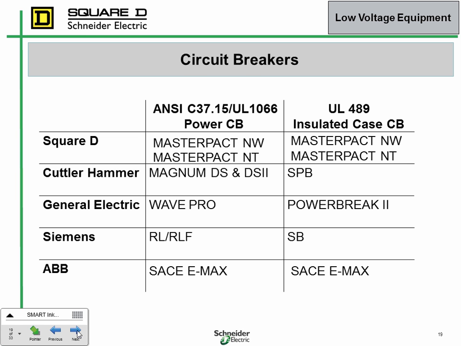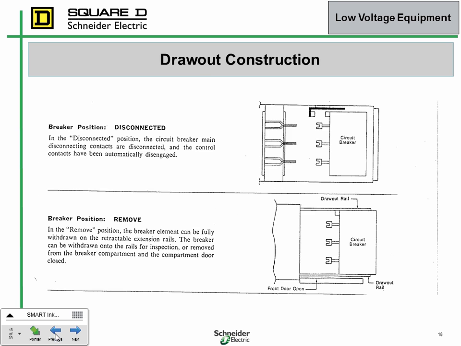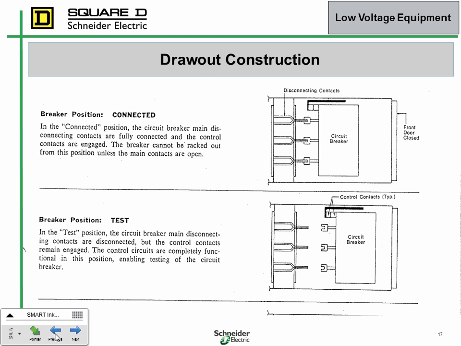If you could go back. Yep. This is very important, guys, for safety. Absolutely. Now you can disconnect the circuit breakers without being exposed to the arc flash. If there's any arc flash, there's metal between you and the arc flash.